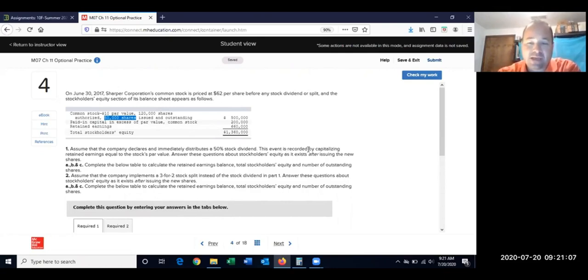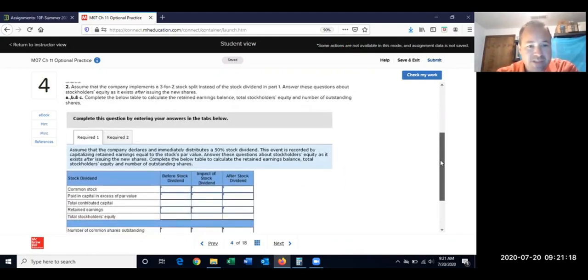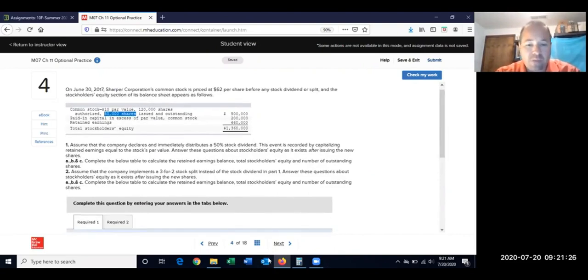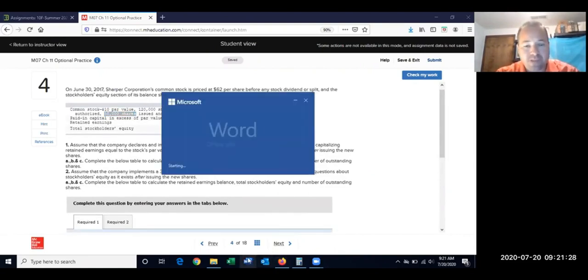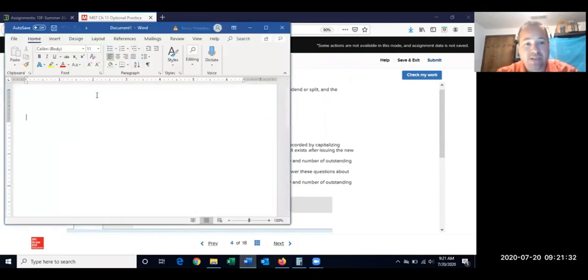And it tells us here, like I had said in the lecture, that we're just going to put it right into retained earnings. We're not even going to worry about the dividend account. So let's look at this. We're going to complete this little chart on what happens to the value of our common stock. What may help here is to do a little journal entry and maybe even have our T accounts up.